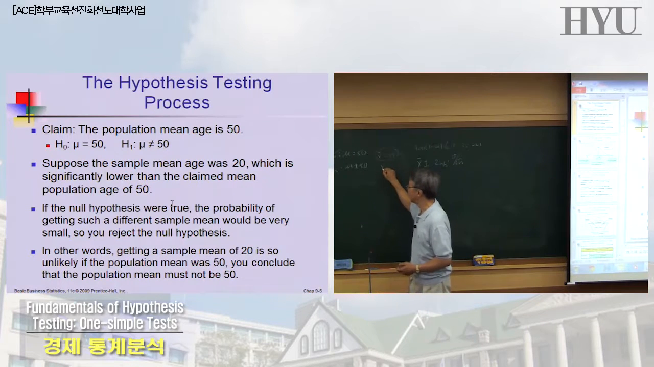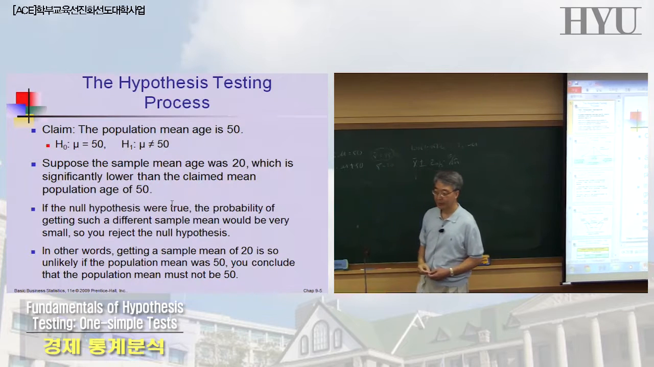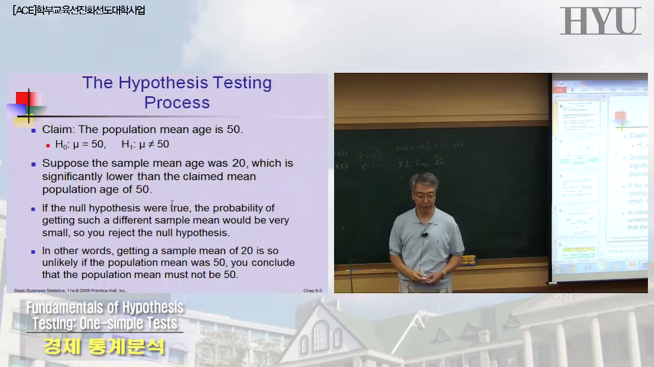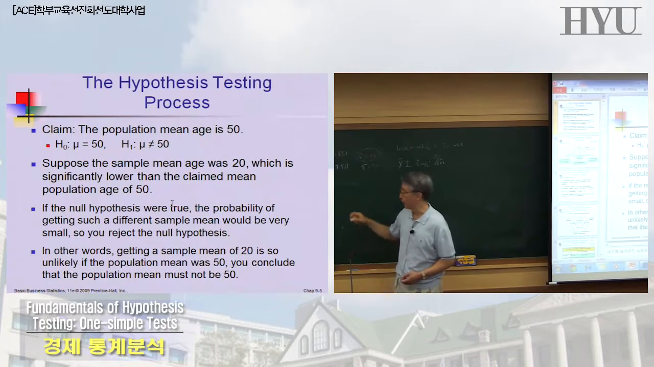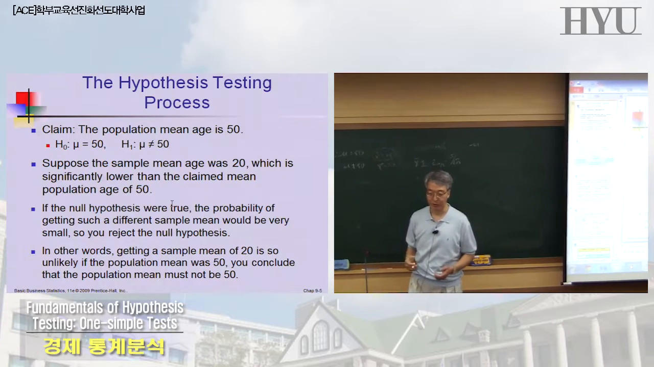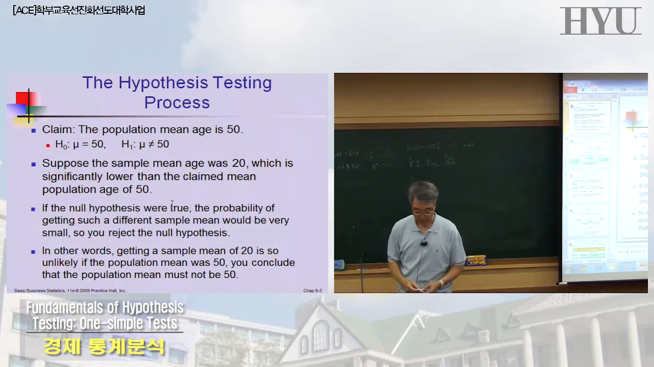But if the sample mean came out to be 20, then with a certain level of confidence, you can easily say this is not true. Our evidence suggests that that's not true, okay? So that's the idea.